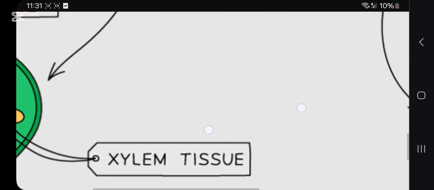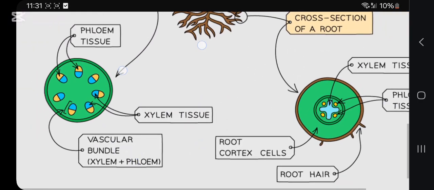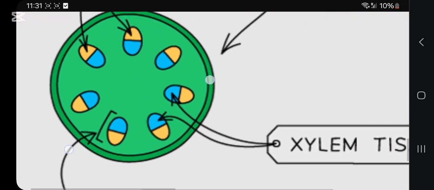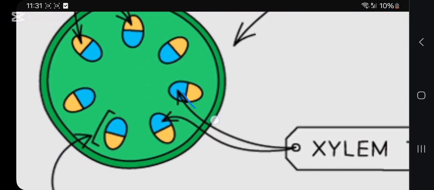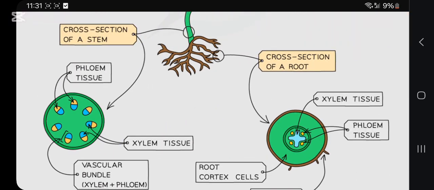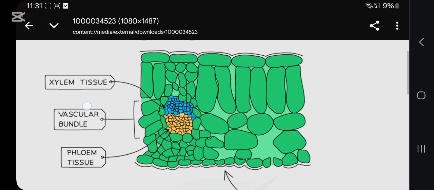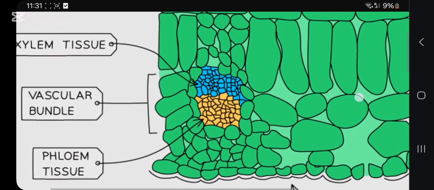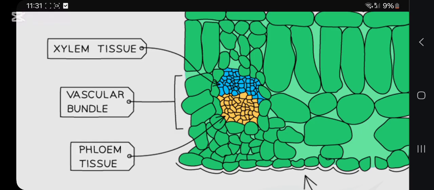Remember this labeling. This is for a stem. If you look at the stem, again, xylem is towards the inside and phloem is towards the outside. So please memorize this and make sure you know how to label this. And even in this, by the way, you should know that in the vascular bundle, xylem is at the top and phloem is at the bottom.